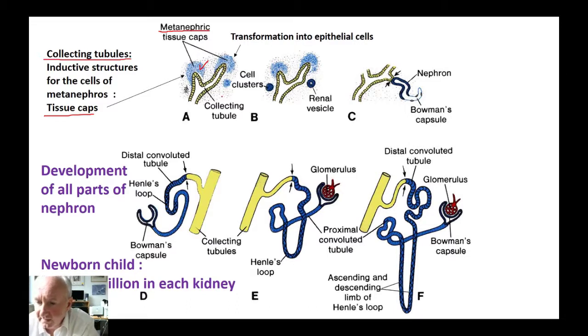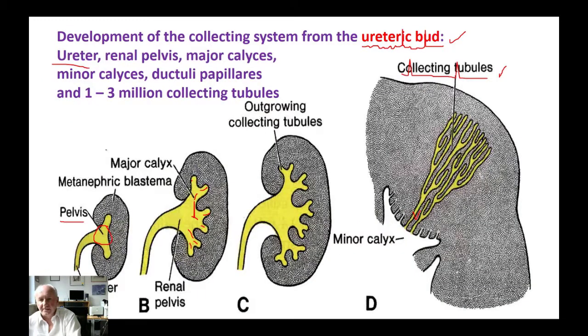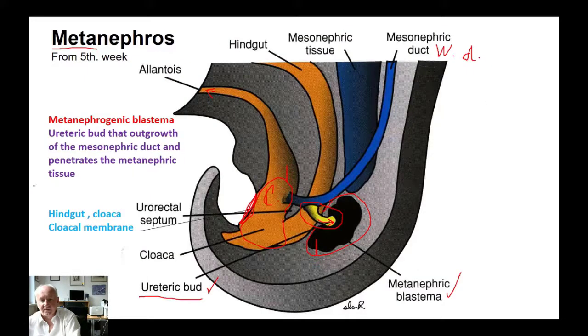So here you see by blue color, the blue color from the metanephrogenic blastema, the nephron. Collecting tubules, ductuli papillares, small calyxes, large calyxes, pelvis of the kidney, the whole ureter are from the ureteric bud.